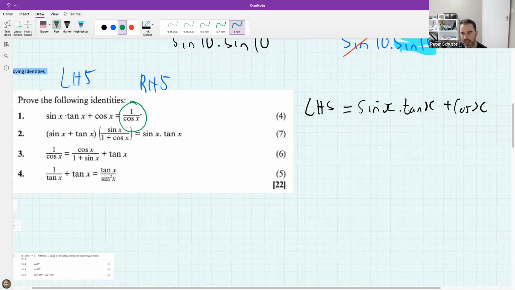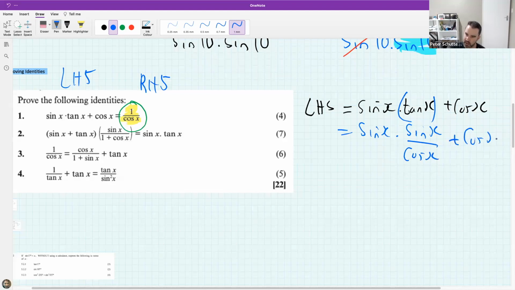Now we only have one choice really here. What's the one thing I can change in the left-hand side that maybe can help me get to what we call the promised land here, 1 over cos x? Any suggestions? Yeah, so the only thing I can see is that tan of x can be changed to sine of x over cos of x. And there was already a cos x over there. So that's a good start. But it doesn't really get me there yet.